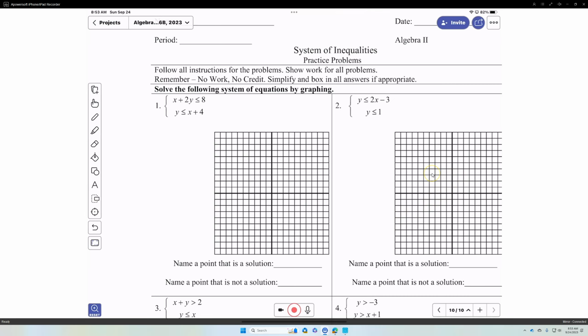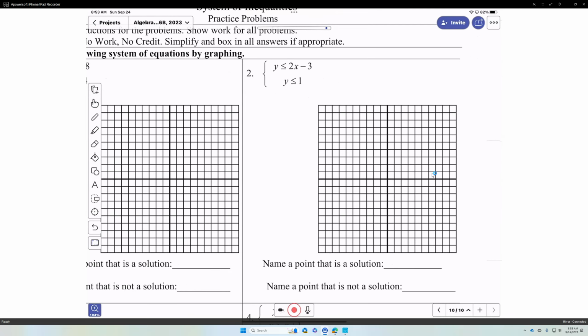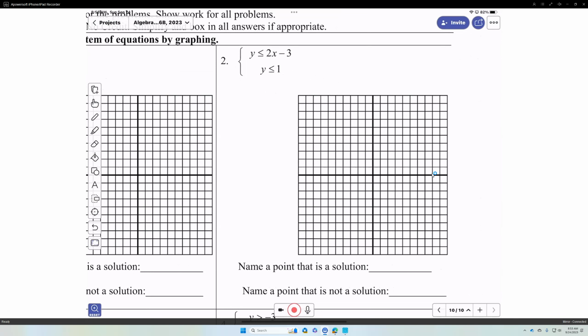If you look at number 2, they're both in slope-intercept form, but the second one is y is less than or equal to 1. So if I graph that, it's a horizontal line, and it's a solid line, and it has a y-intercept of 1. And since it's less than or equal to 1, you're shading below. So this right here is all y less than or equal to 1.